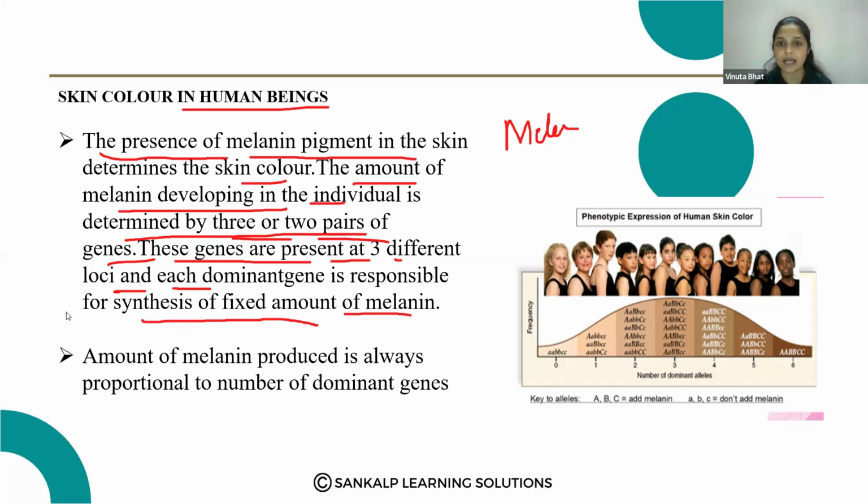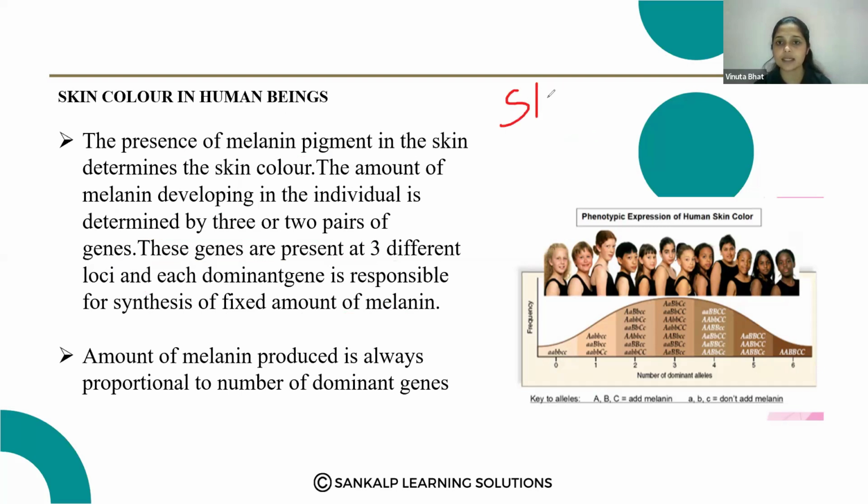Okay, so just imagine the skin color of human beings. Some have dark skin color, some have light skin color, and some have something in between, not dark, not too light. So there are different types of skin color, not only dark and light. Just assume that the amount of melanin synthesis is responsible for the skin color.